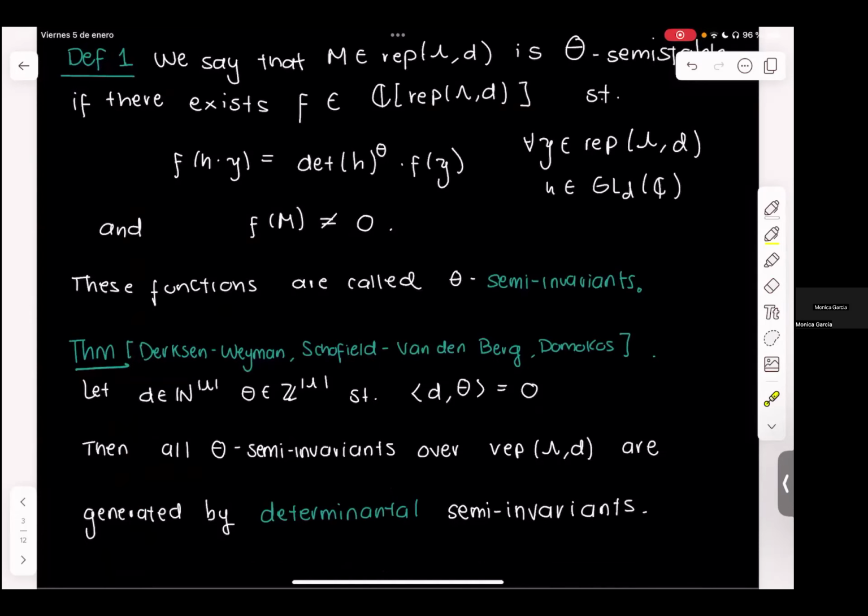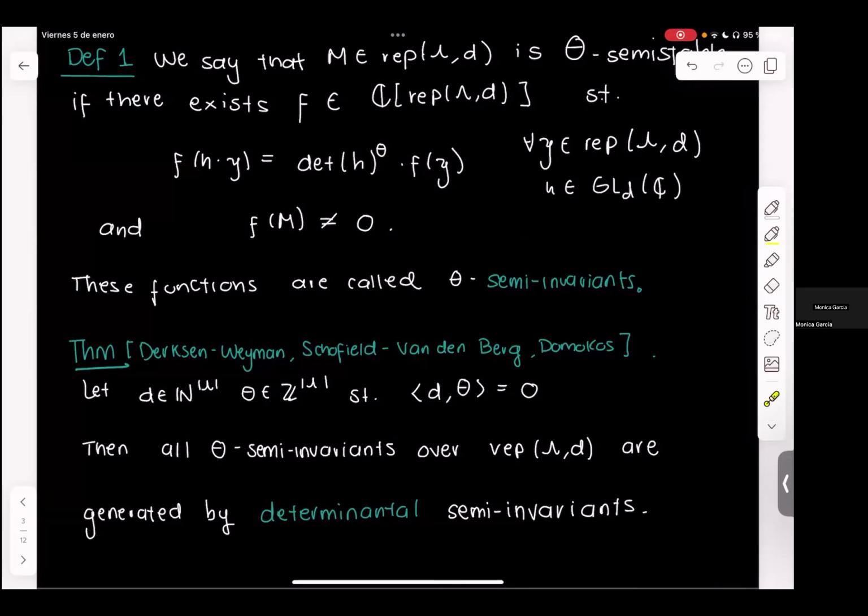So who are going to be these points? Well, I'm going to say that a D-dimensional representation M is theta semi-stable for my given choice if I can find a function that is almost invariant by the action of the group that I mentioned before. And what I mean by almost is that it is invariant by the action of the group up to a constant that will depend on the parameter theta that I chose. So if I can find such a function that does not vanish when I apply it to M, then I say that my module is theta semi-stable. And these functions I call theta semi-invariants.